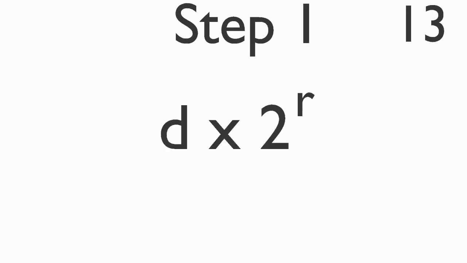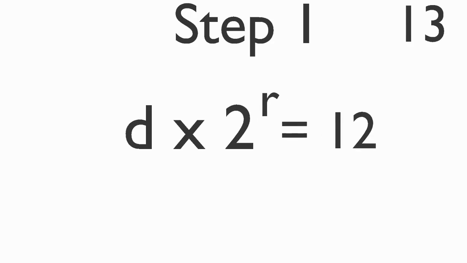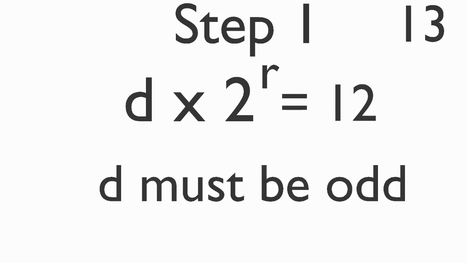Step 1. In step 1, our challenge is to choose 2 numbers that you can put into this formula. The formula is d times 2 to the power of r. And we want to make that formula equal 12. The catch is that d in our formula has to be an odd number.